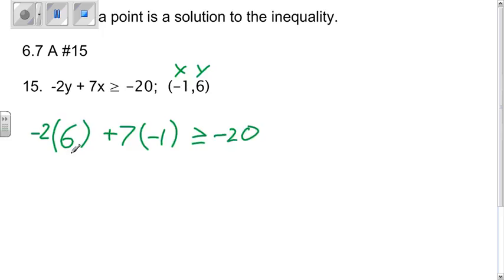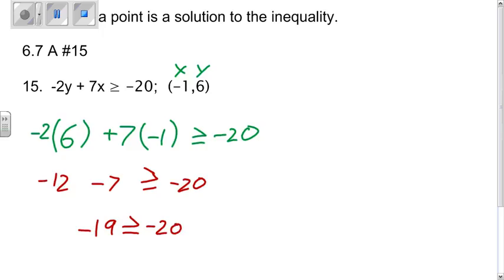Then we just need to do the computation and see if this inequality is true. -2 times 6 is -12. 7 times -1 is -7. Copy down the right side. -12 minus 7 is -19. Greater than or equal to -20.